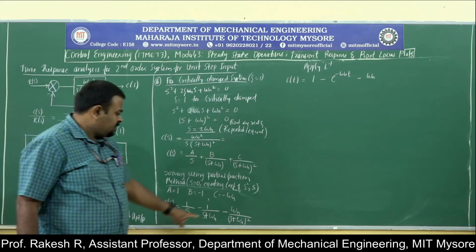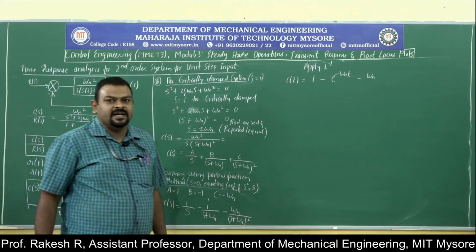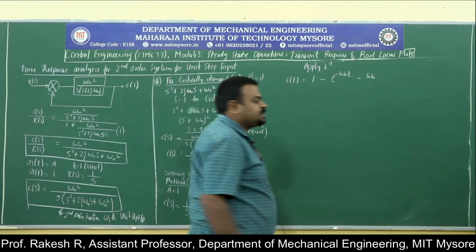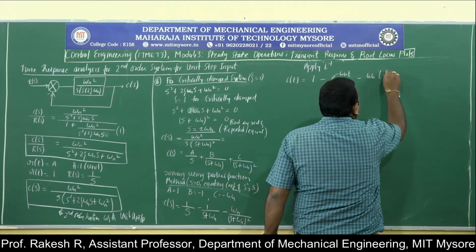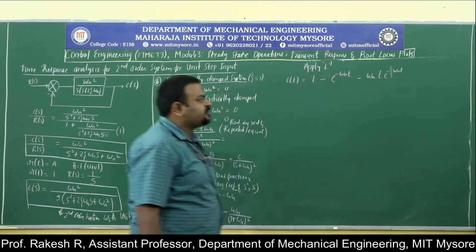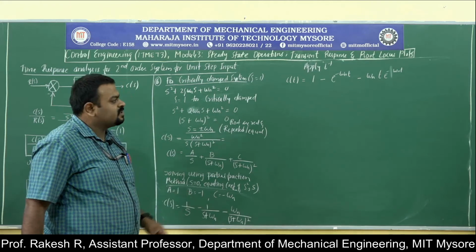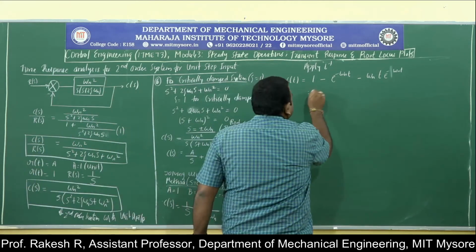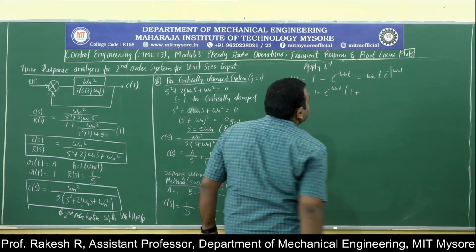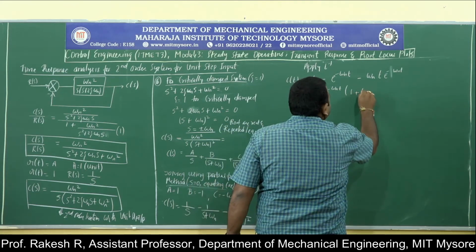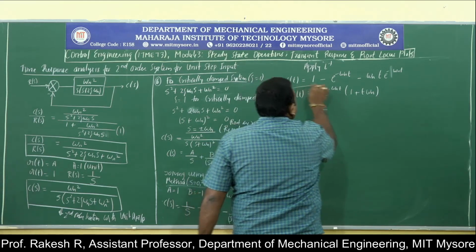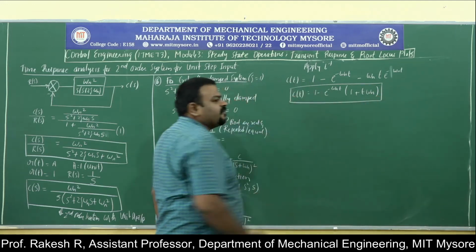Then S changes to S plus omega n. That means it is a shifting property. So what we can write is, it is a multiplication rule, t into e to the power of minus omega n t. If I take e to the power of minus omega n t common, it will be 1 plus t into omega n. So this is C of t, that means the controlled output signal for a critically damped system.